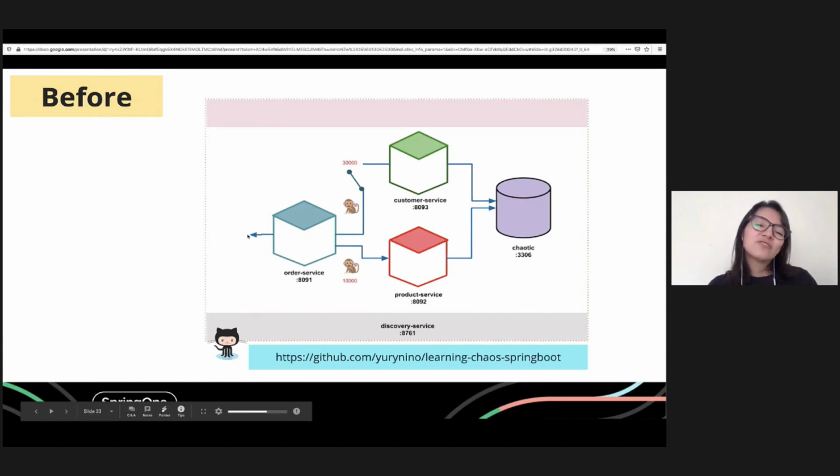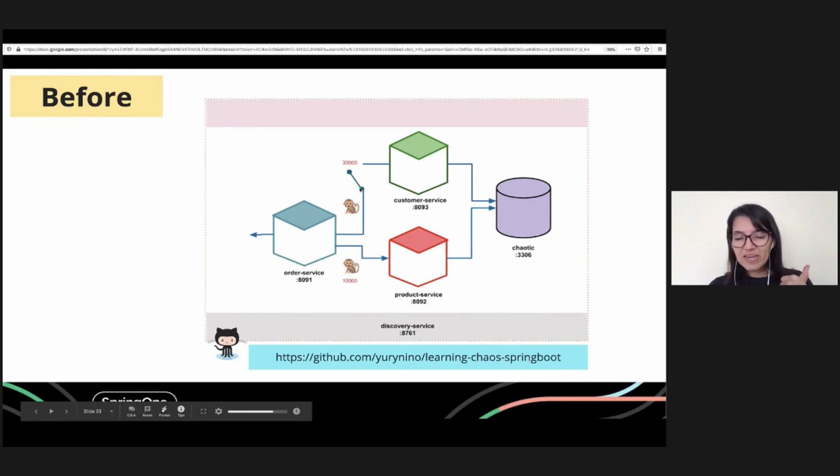So in order to respond to a front end, for example, customer service and product service are consuming a database named Chaotic, deployed with MySQL. They are registered in a discovery service named Discovery Service. And the code for these experiments is available in this repository, Learning Chaos Spring, in GitHub.